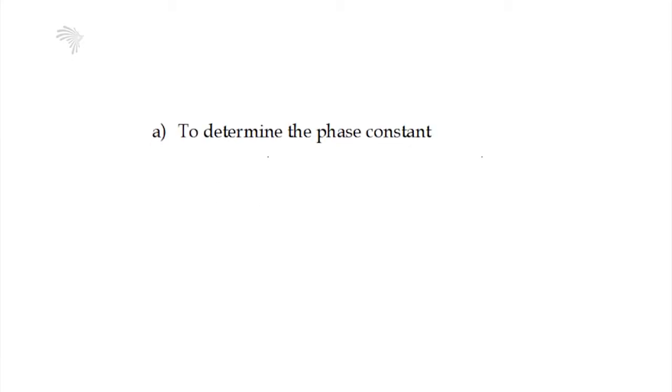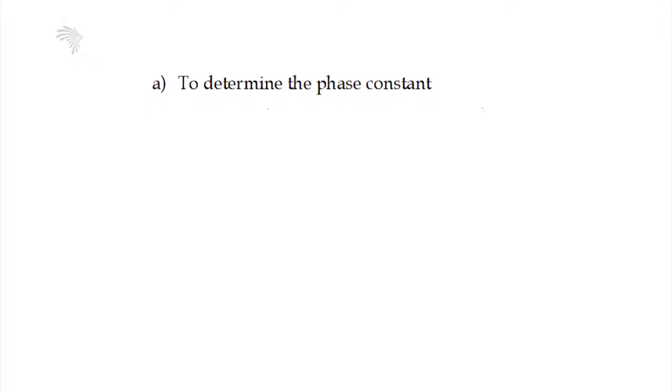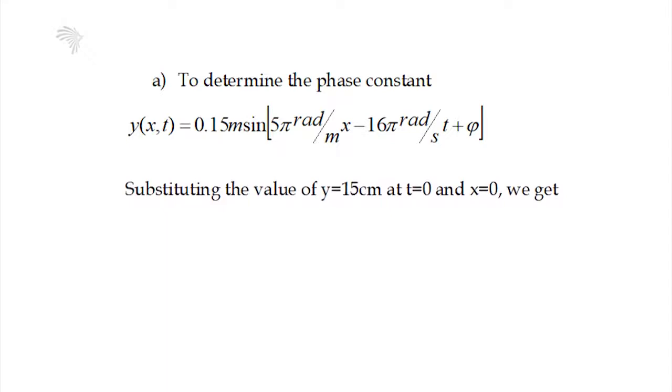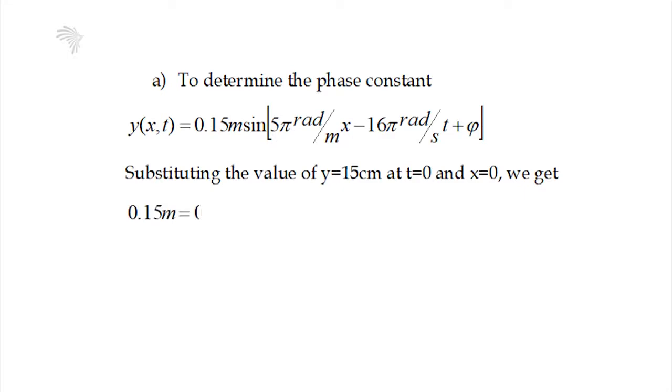And finally, let's try to determine the phase constant. The mathematical expression for this traveling wave is given by y as a function of x and t is equal to 0.15 meter times sine of (5 pi rad per meter x minus 16 pi rad per second t plus phi). Substituting the value of y equal to 15 cm at t equal to 0 and x equal to 0, we get 0.15 meter is equal to 0.15 meter sine phi, which gives us sine phi is equal to 1. So phi is equal to sine inverse of 1, which is equal to pi over 2. So the phase constant of this wave is 90 degrees or pi over 2.